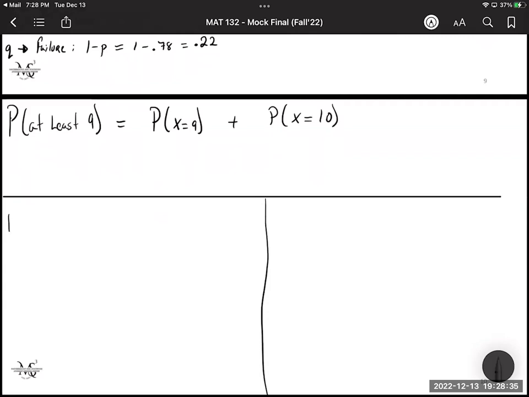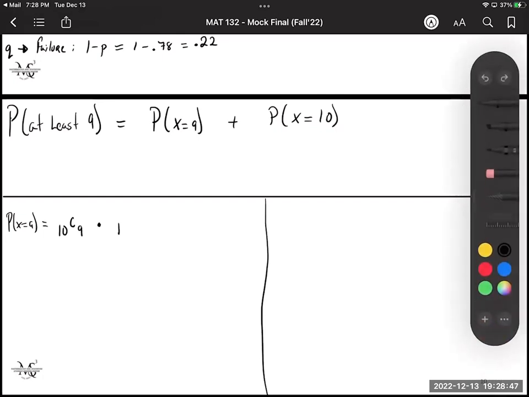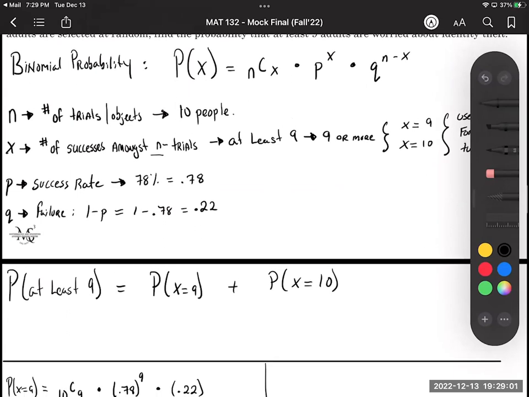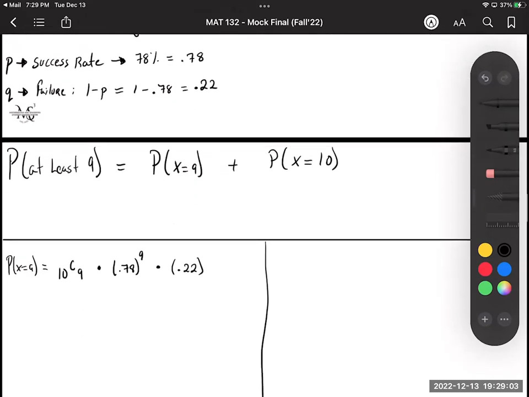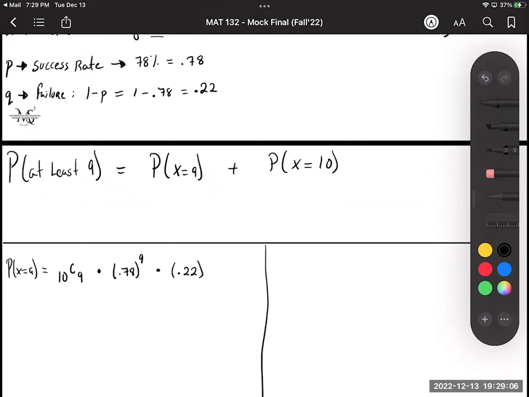If I want the probability of x equals 9, then this is equal to 10 choose 9 times p, 0.78 raised to the power of 9, because that was x, times q, which is 0.22 raised to the power of n minus x. Don't forget there's an n minus x in the exponent for q. If n was 10 and x was 9, that would be to the first power, since 10 minus 9 is 1.